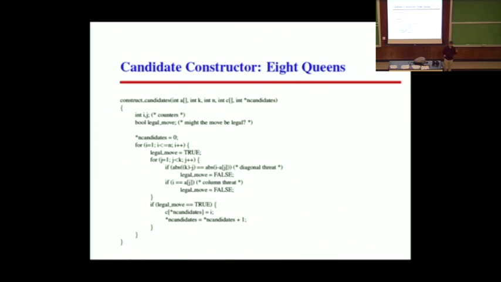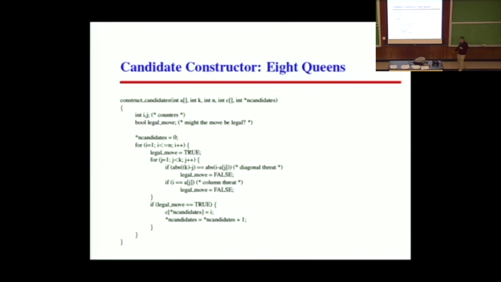So if we just wanted to eliminate the reflections around the middle, how would I do that? In my construct candidates, I would have a test up here. If k equals 1, then I would say the candidates are 1 through n over 2. Does everybody get that? Because I'm only going to allow myself to put the first queen on the left side.